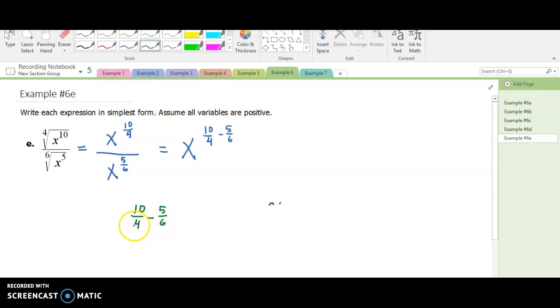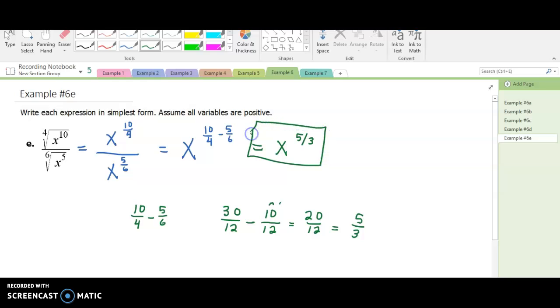Okay, so common denominator is 12, so I'd multiply this by 3. So 30 over 12 minus, this would be multiplied by 2, 10 over 12, which is 20 over 12, which reduces to, each of those going to 4, so 5/3. So this is just x to the 5/3. And that is my answer. If I wanted to write this in radical form, that would also be what? x times cubed root of x squared. Those are the same thing. So either one of those would be acceptable.